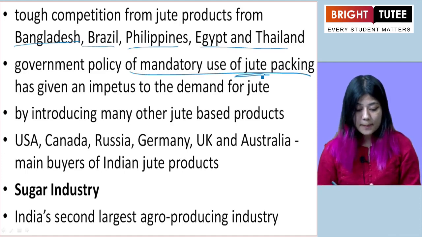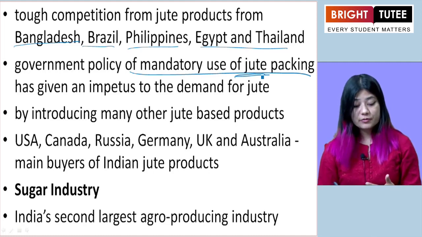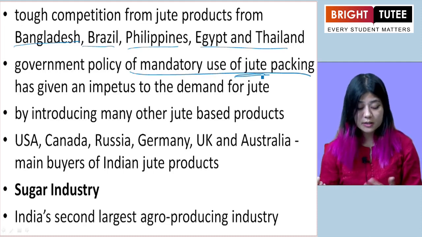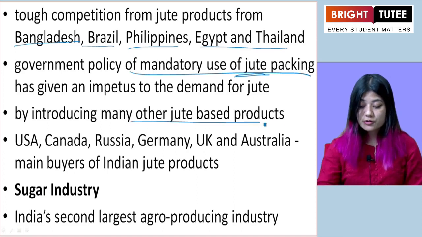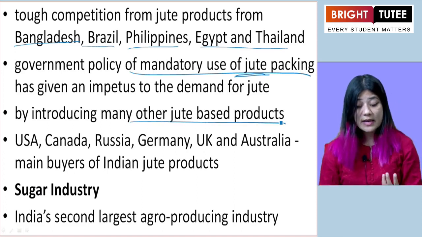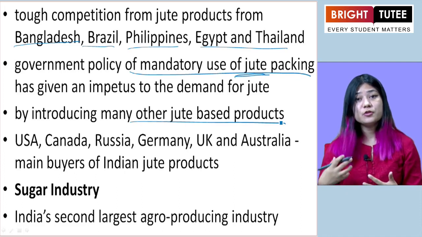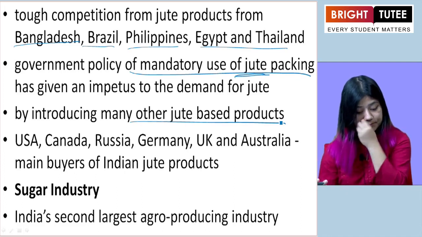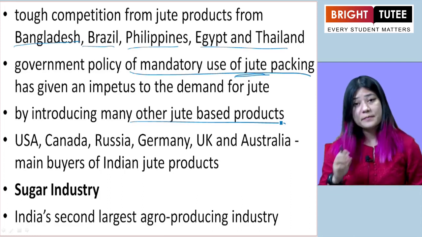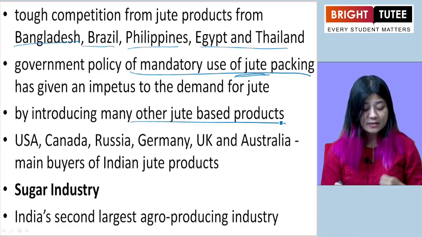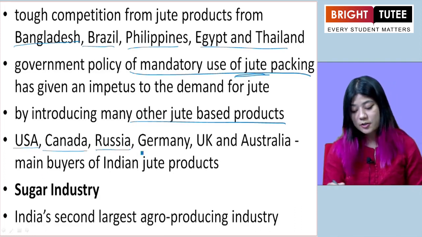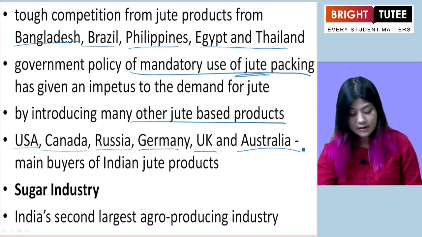Another way to help improve jute textile production is by introducing other jute based products. That way it can contribute towards an increase in the production of jute textiles. Some of the main buyers of jute textiles or products are the United States of America, Canada, Russia, Germany, United Kingdom and Australia.